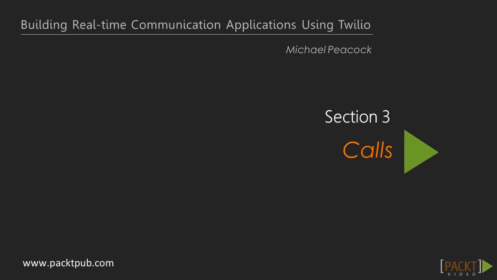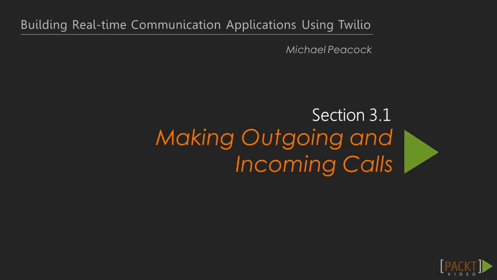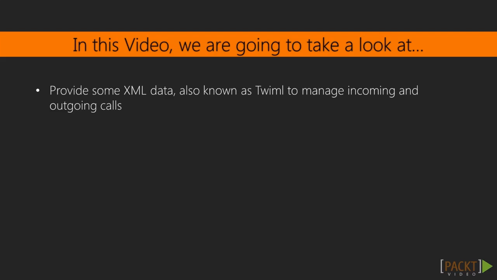So far with the Twilio API, we've worked purely with the REST API, accessing resources such as numbers and firing off requests to send text messages. In order to programmatically manage incoming and outgoing calls, and to inform Twilio as to what it should do during those calls, we need to provide some XML data known as TwiML.